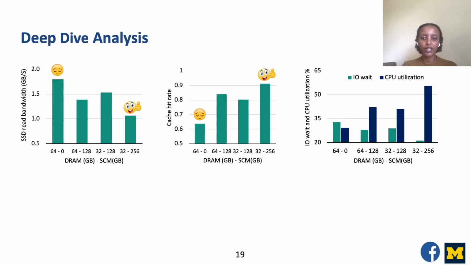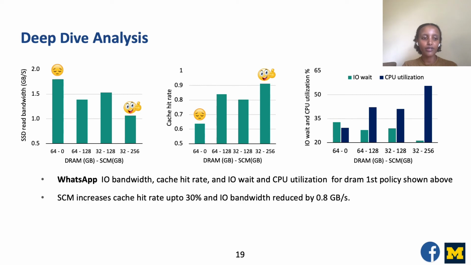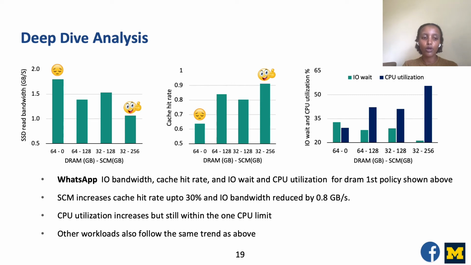Here's a deep dive analysis of WhatsApp for the DRAM first policy. We show I/O bandwidth, cache hit rate, and I/O wait and CPU utilization. As we see in the graph, SCM increases cache hit rate up to 30%, and I/O bandwidth is reduced by 0.8 gigabytes per second. And as we see on the graph on the right, CPU utilization increases, but it's still within the 1 CPU limit. Other workloads also follow the same trends as above.